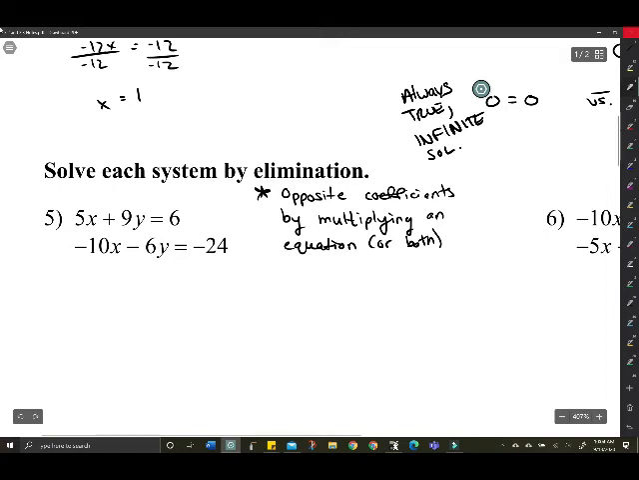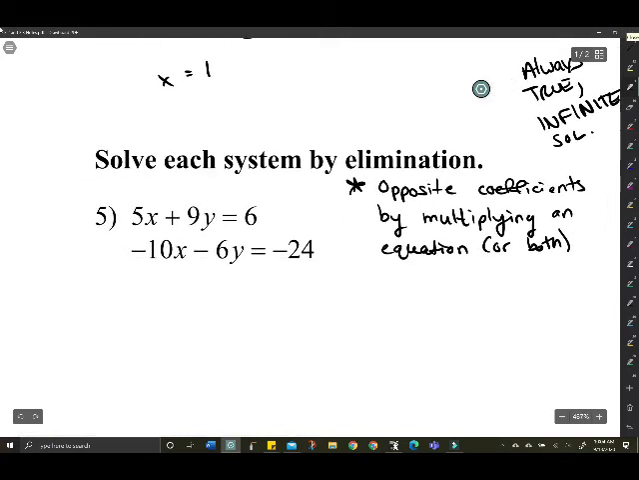Okay, so when we look at number 5 here, it can be helpful to first decide which variable is going to be easiest to eliminate. And you look for ones that are factors of one another. So I noticed that 5 and 10 are factors of one another, or they multiply to each other. So I can easily make a 5 into its opposite of 10 if I multiply the entire top equation by 2. Now when you do that, just be careful, you need to distribute to everything.